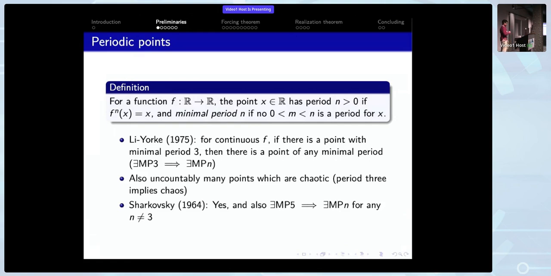But unbeknownst to them, their first theorem was actually proved more generally 11 years earlier by the Ukrainian mathematician Sharkovsky. He showed the original result that 3 implies anything, and he also showed that 5 implies anything other than 3, and much more. So that's the theorem I'm going to be talking about. I've written down this notation exists MP, which is just my shorthand for there exists a point of minimal period. So exists MP5 at the bottom there means there exists a point of minimal period 5. Because that thing is going to show up so often, I'm just going to condense that bit.